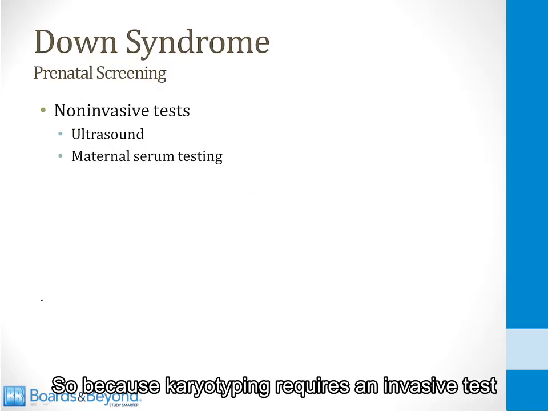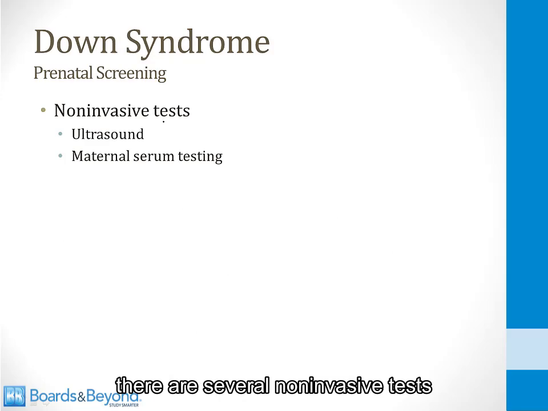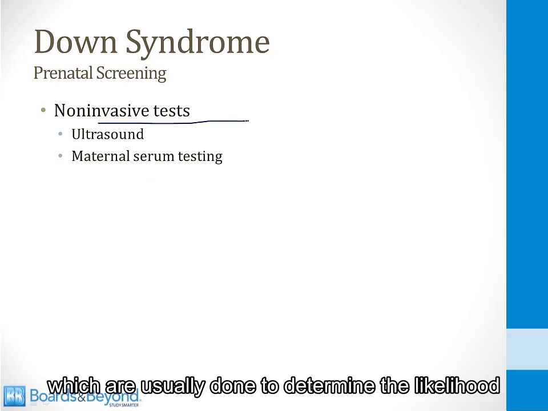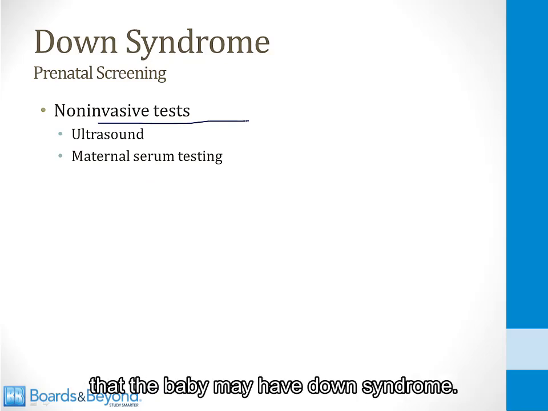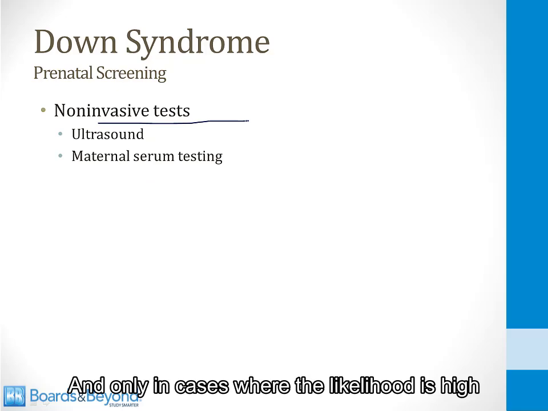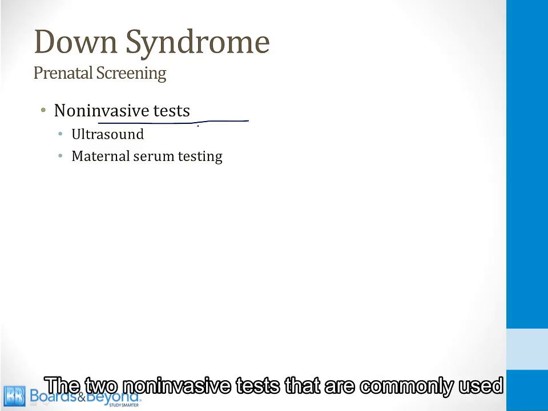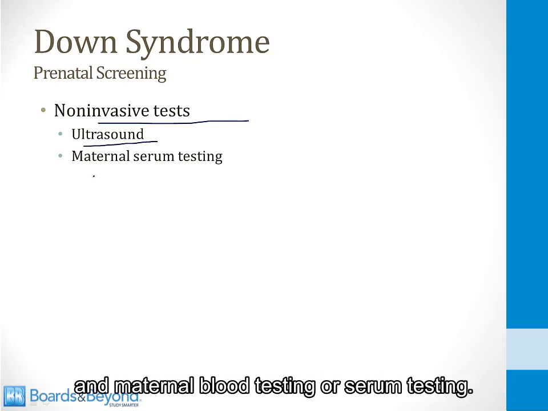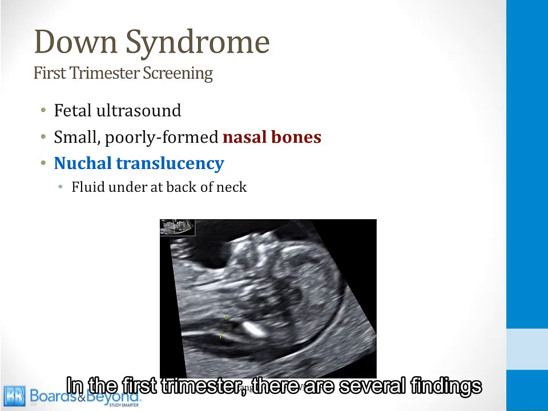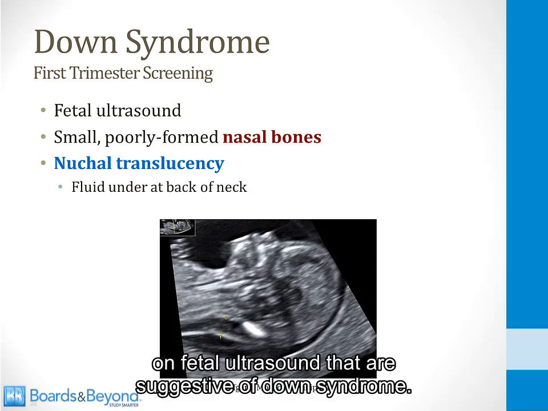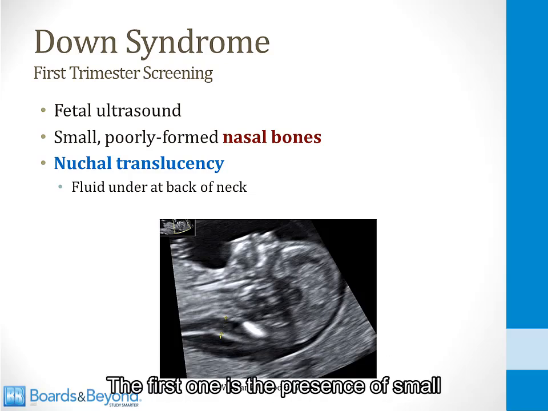So because karyotyping requires an invasive test, there are several non-invasive tests which are usually done to determine the likelihood that the baby may have Down syndrome, and only in cases where the likelihood is high is the non-invasive test followed up with a karyotype. The 2 non-invasive tests that are commonly used are an ultrasound of the baby and maternal blood testing or serum testing. In the first trimester, there are several findings on fetal ultrasound that are suggestive of Down syndrome. The first one is the presence of small, poorly formed nasal bones. We talked before about how children with Down syndrome have a flat profile and a flat nasal bridge, and you can see some of those features on a fetal ultrasound.